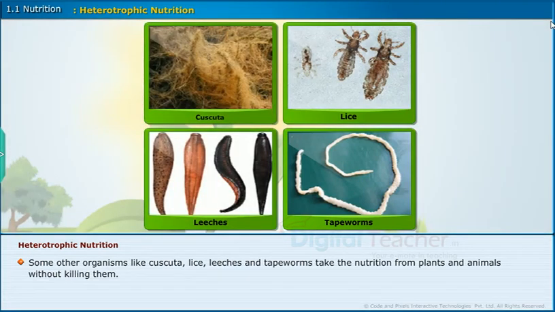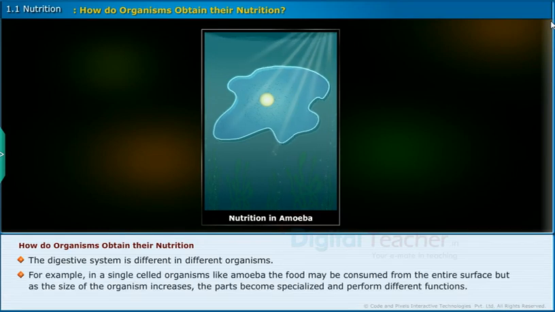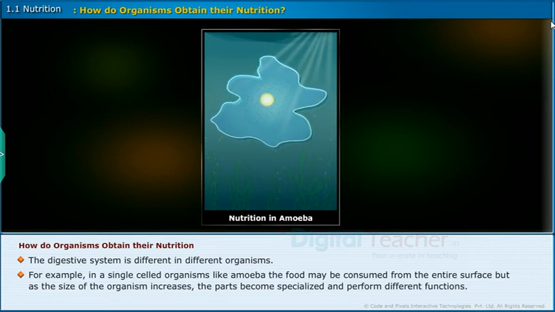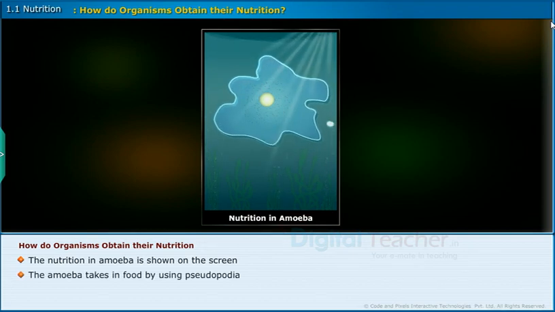Let us learn how organisms obtain their nutrition. The digestive system is different in different organisms. For example, in single-celled organisms like amoeba, the food may be consumed from the entire surface, but as the size of the organism increases, the parts become specialized and perform different functions. The nutrition in amoeba is shown on screen. The amoeba takes in food by using pseudopodia as shown in the image.